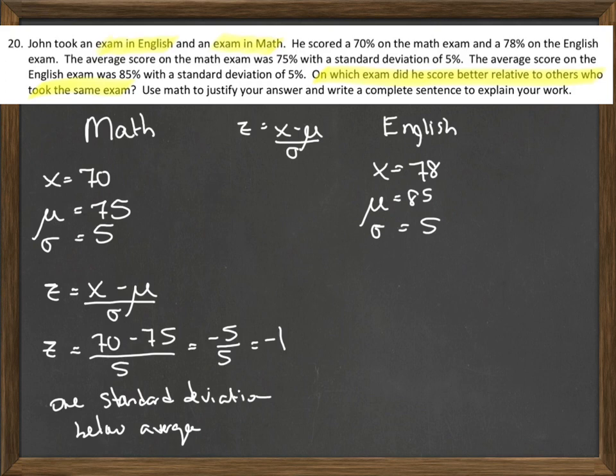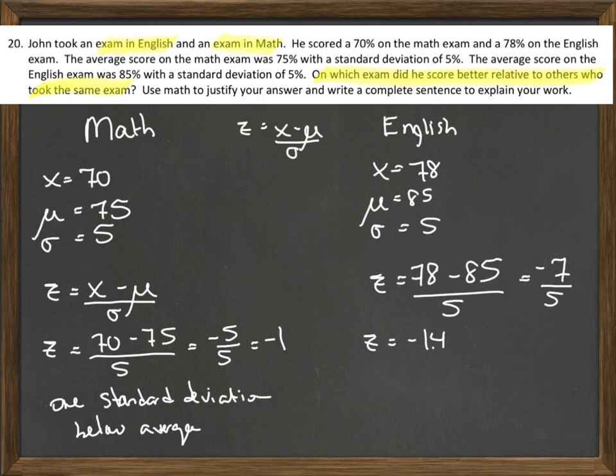So let's come over to his English exam. Now his specific value is 78. That's compared to a class average of 85 and a standard deviation of 5. So 78 minus 85, well, that's negative 7 over 5. That gives us a z-score of negative 1.4. So he scored 1.4 standard deviations below average.